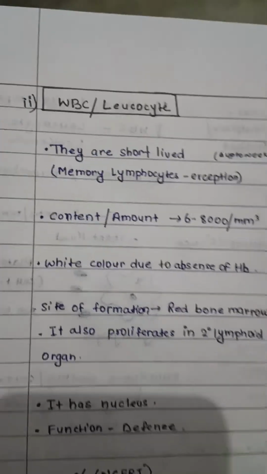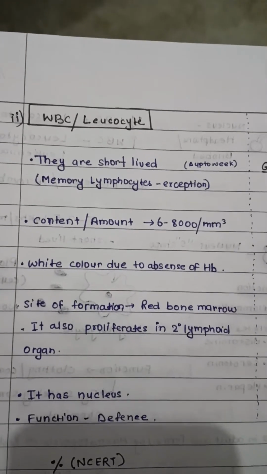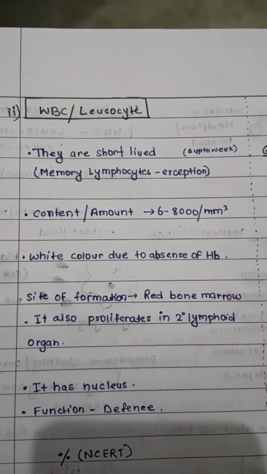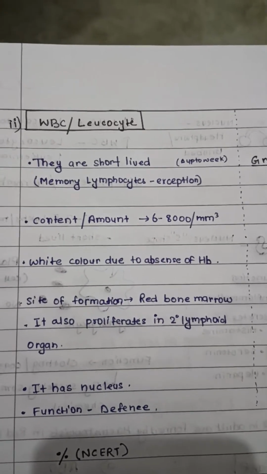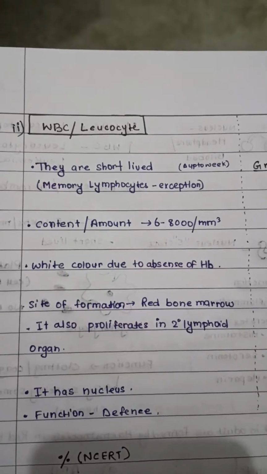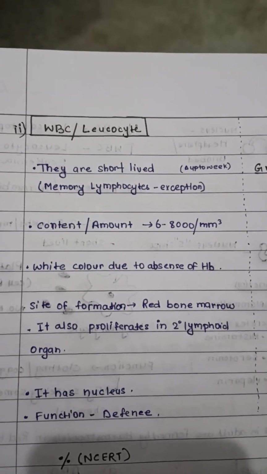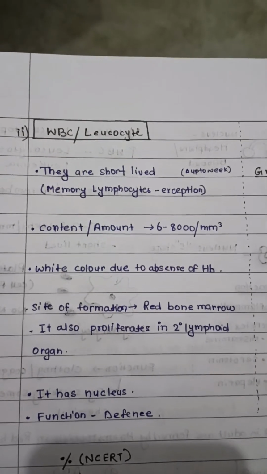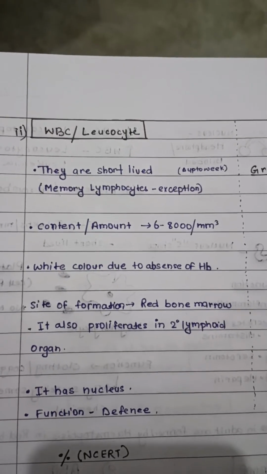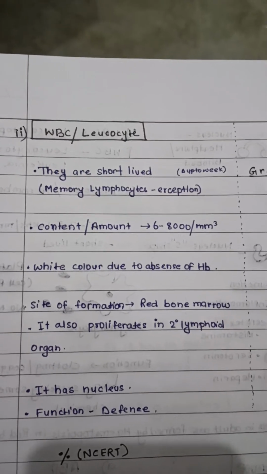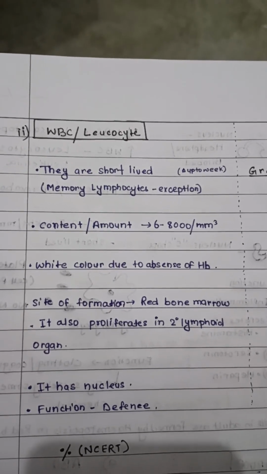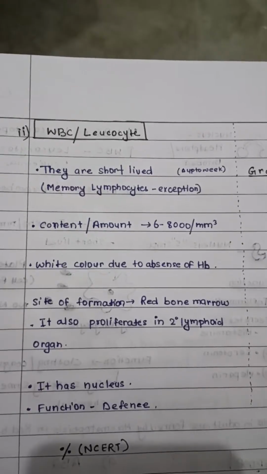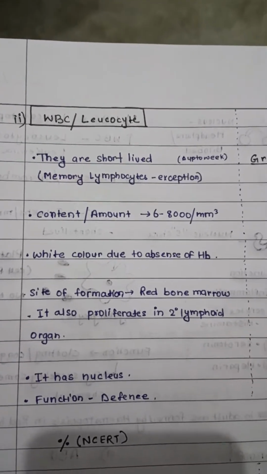Now let's study the WBC, leukocyte. They are short-lived, except memory lymphocytes. Count is 6 to 8,000 per mm cube. White color is due to absence of hemoglobin. Site of formation is the red bone marrow. It also proliferates in secondary lymphoid organs. It has a nucleus. Function is defense.